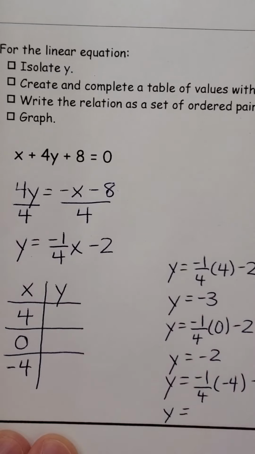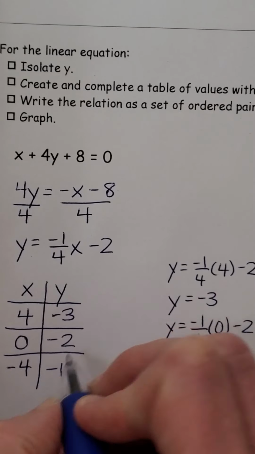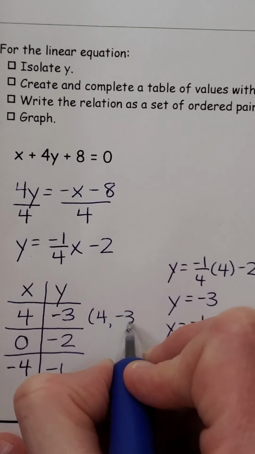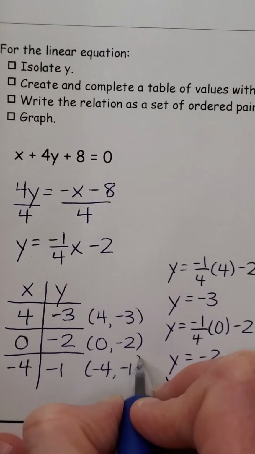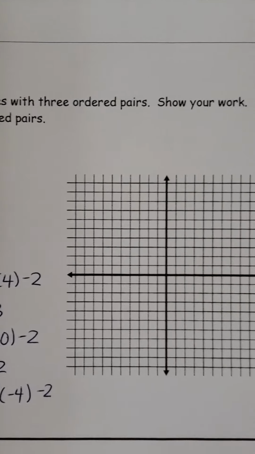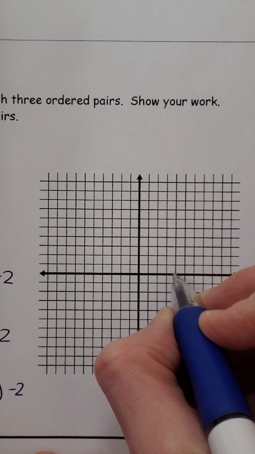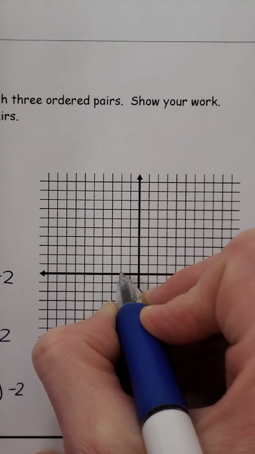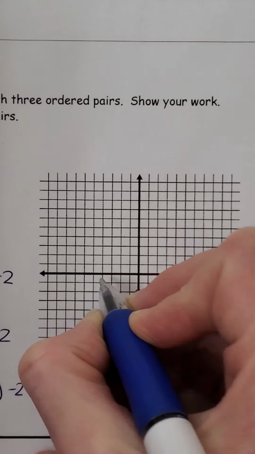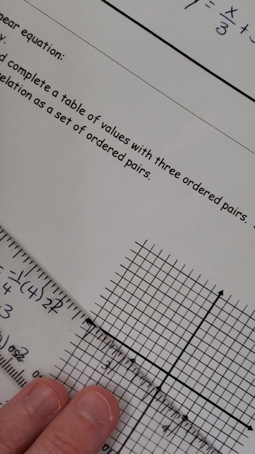Since we've chosen consecutive multiples of 4, you can see that we're going to end up with a pattern, ordered pairs. And then we plot them. So 1, 2, 3, 4, -1, 2, 3. 0, -2, -1, 2, 3, 4, -1. And then our straight edge to make a nice line.